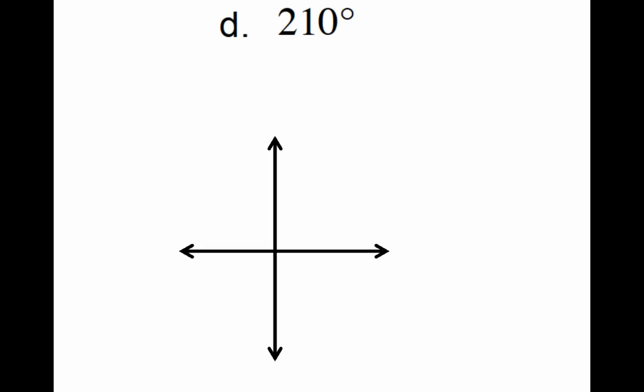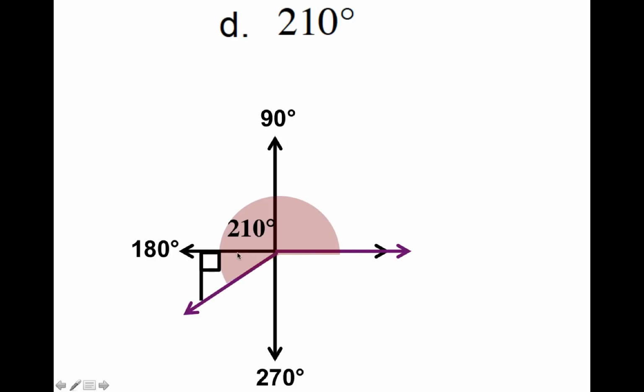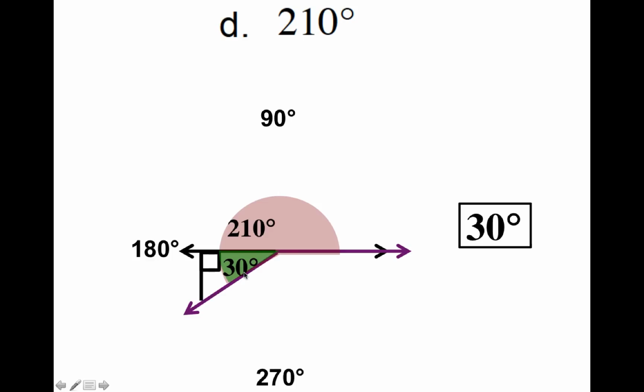Part D, another T. Starting off at 0, we're going counterclockwise, so we have 90, 180, 270. Notice 210 is more than 180, but it's less than 270, so it's going to be down here in quadrant 3. We have to draw a line to the x-axis to create a right angle. We're looking for this angle here. So notice if this angle was 210, that's more than 180 by how much? 30 degrees. So my reference angle is 30 degrees. I don't know why that went away.